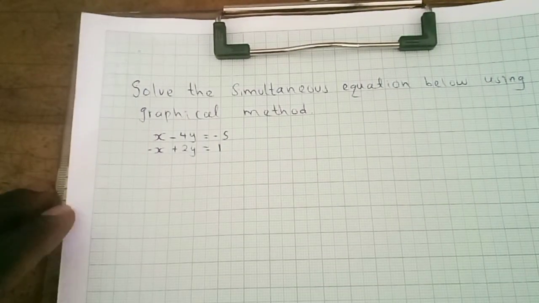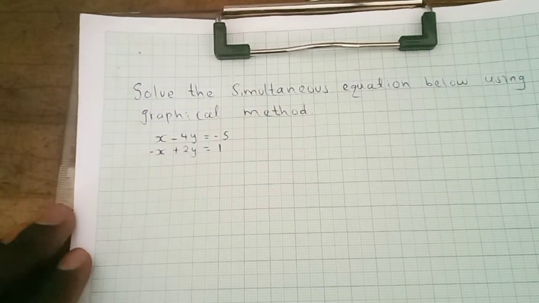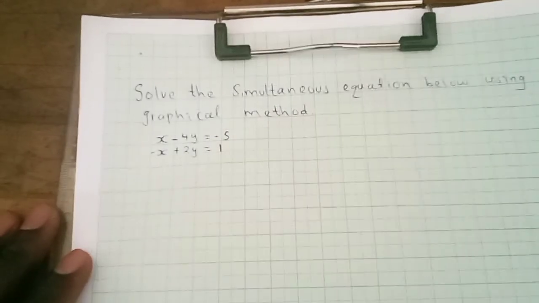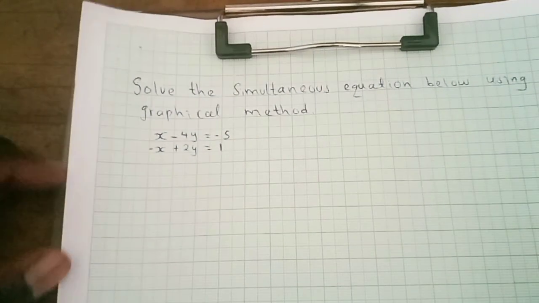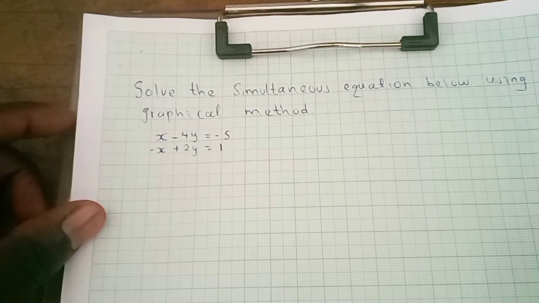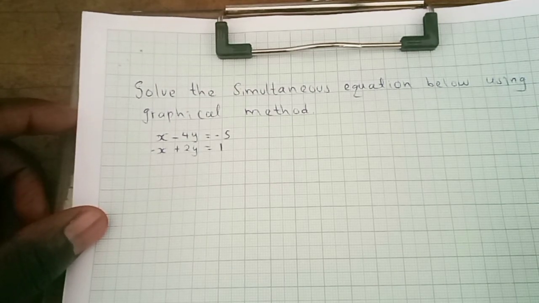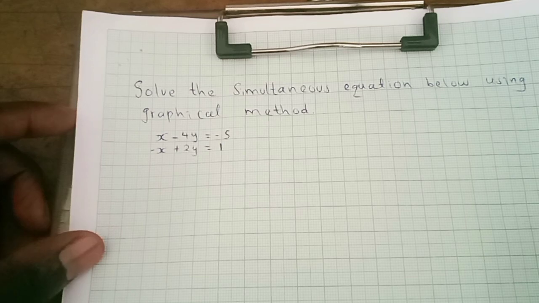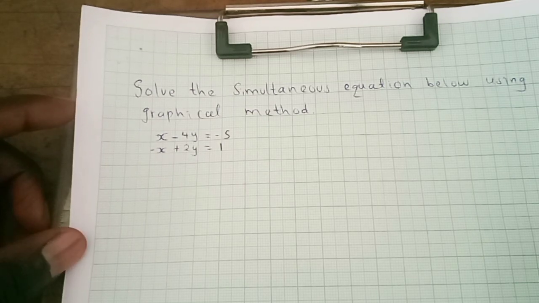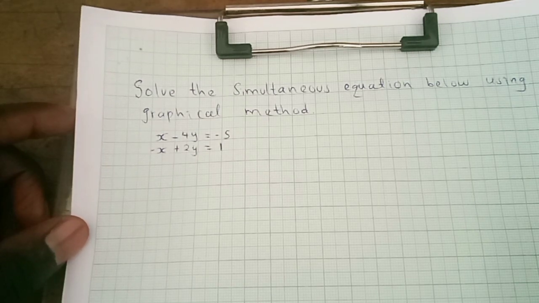Welcome. In this video, we are going to do a revision on solving simultaneous equations using the graphical method. You have been given a simultaneous equation which reads x minus 4y is equal to negative 5 and negative x plus 2y is equal to 1.